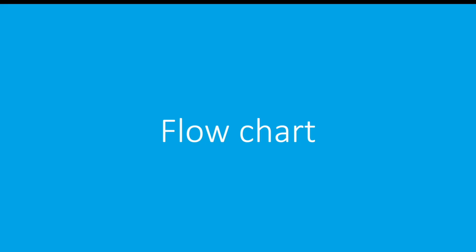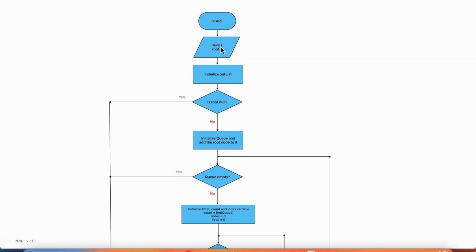Let's look at the flowchart. Input for this procedure is a pointer to the root node. First we initialize the output list. Then we check whether that root is null. If so, we return the empty list. Otherwise, we initialize the queue and add the root node to that queue. So the queue will have only one node.